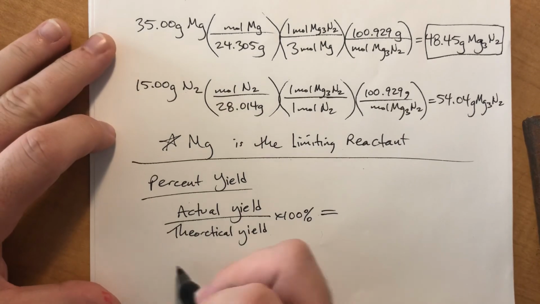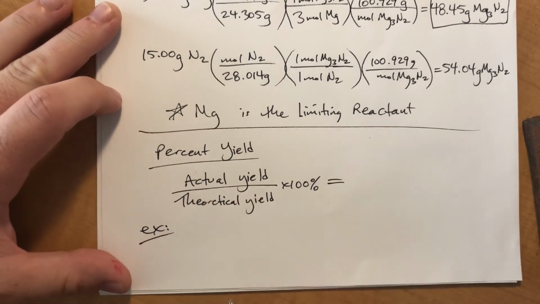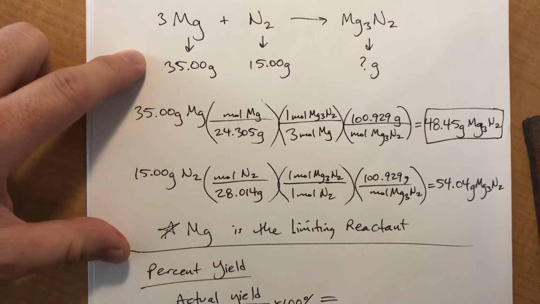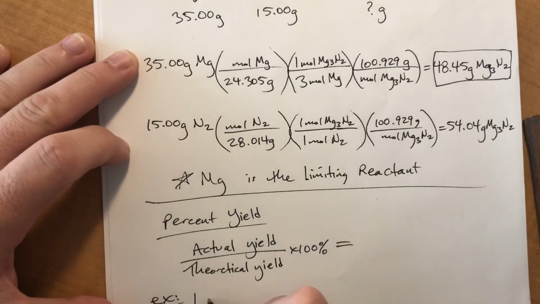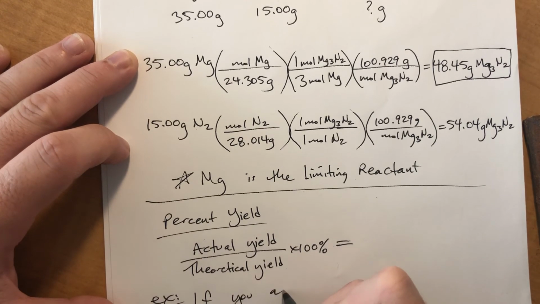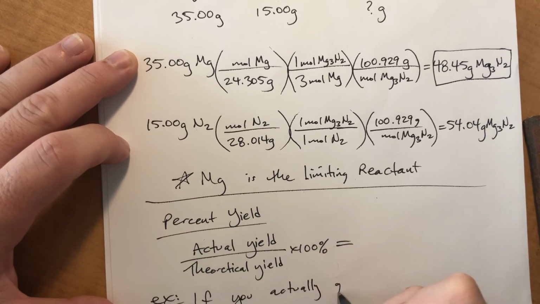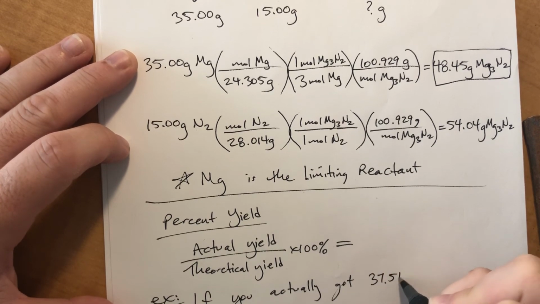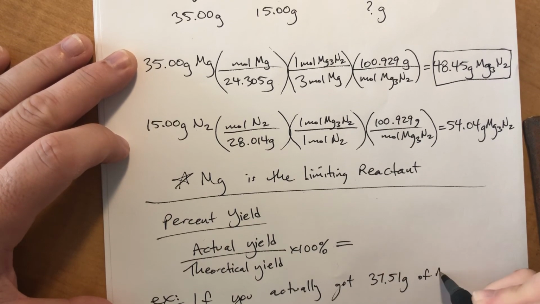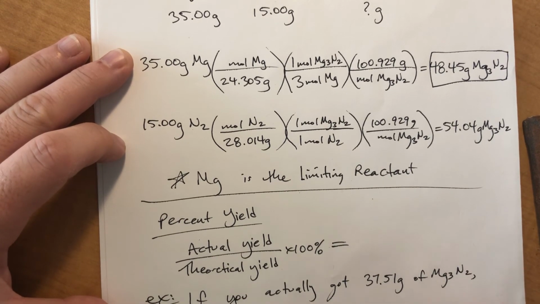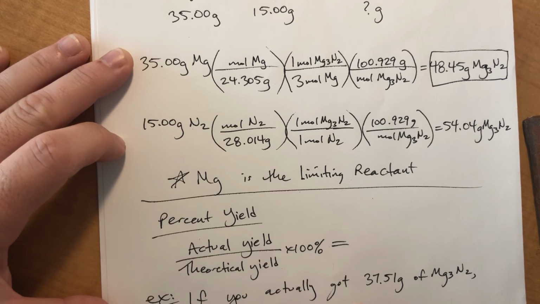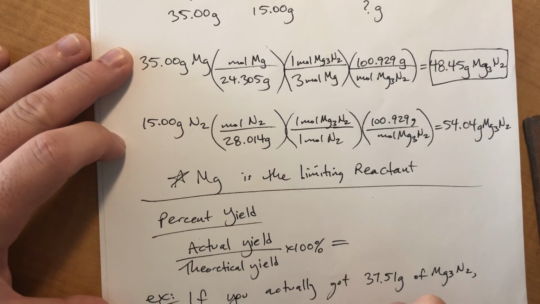So for this particular example, let's try one. So let's say we had 35 grams of magnesium and 15 grams of nitrogen. We ran this reaction. If you actually got, I don't know, let's say 37.51 grams of Mg3N2, what is your percent yield? Or what is the percent yield?